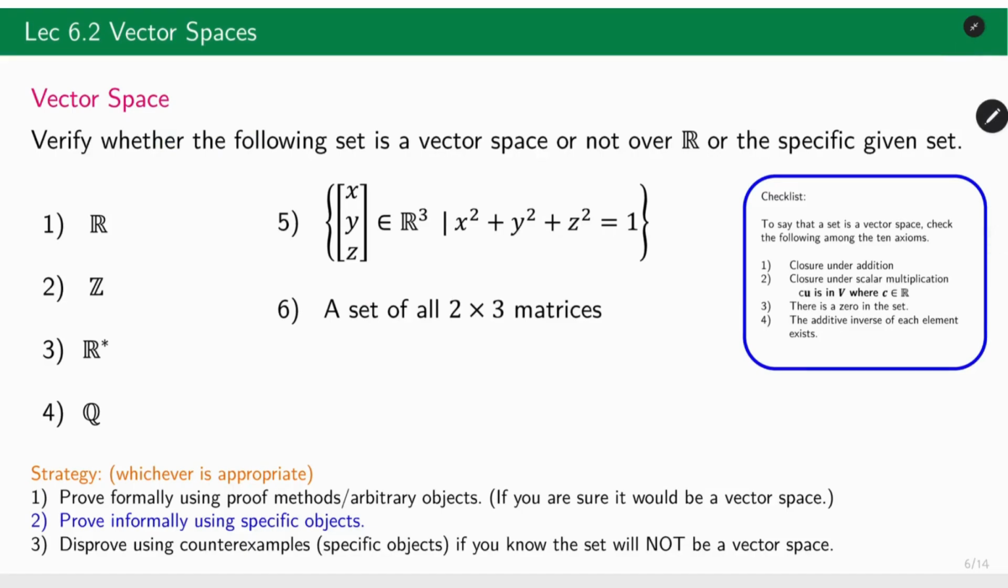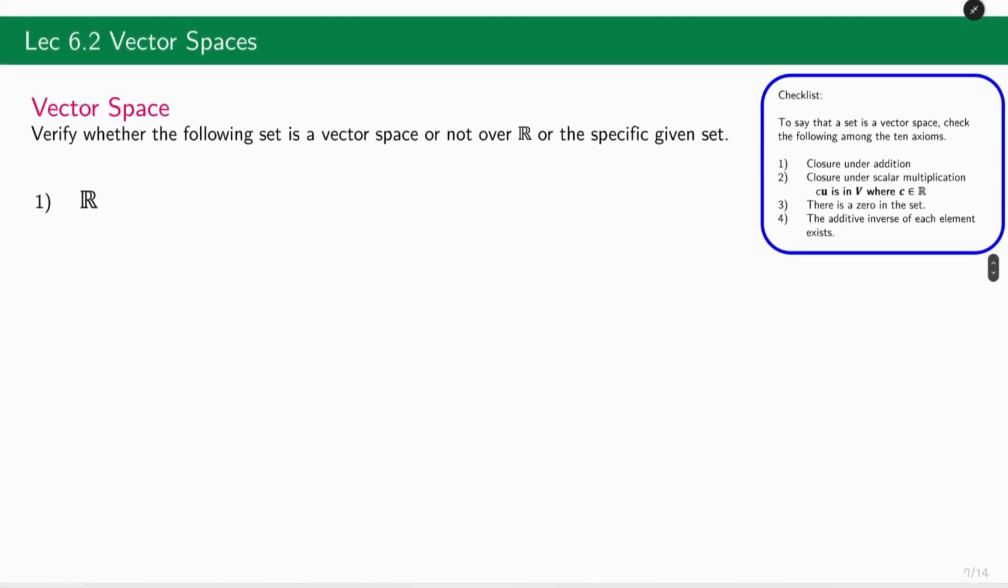Let's have the following examples. Verify whether the following set is a vector space or not over R or the specific given set. Okay, we have the following strategy. We may prove formally using proof methods, arbitrary objects, or we can also prove informally using specific objects, and disprove using counterexamples or specific objects. So it depends on you how you will prove this. Let's have the first, the set R.